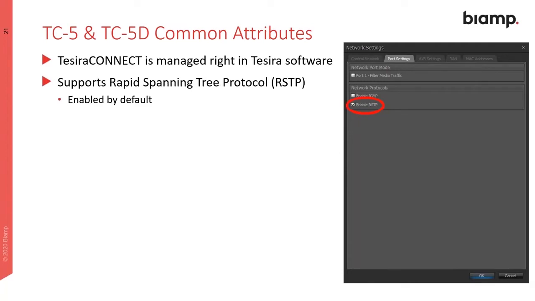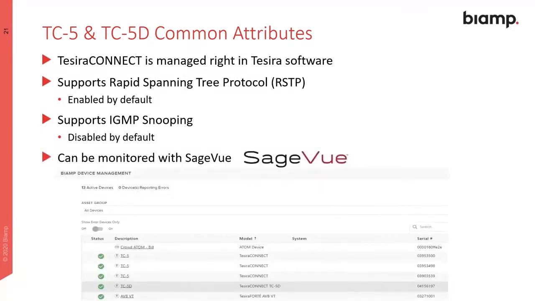We support the Rapid Spanning Tree Protocol by default. We also support IGMP snooping. By default, it's disabled because this will be used by third-party traffic, for example, Dante. You can enable it at any time if any application that you have needs IGMP snooping.